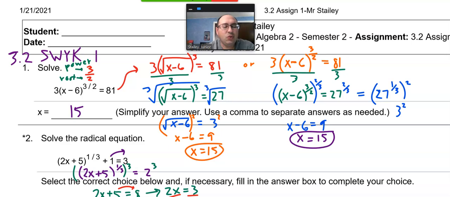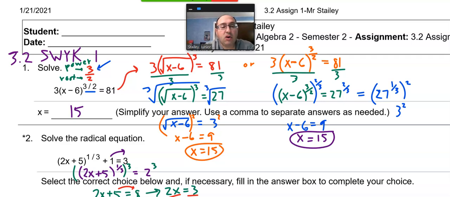All right, set 2, Swyk number 1 of week 3. This particular question has a couple things. Well, number one, we're dealing with a fractional exponent. So instead of writing it like that, I chose to look at it like this: 3 over 2.